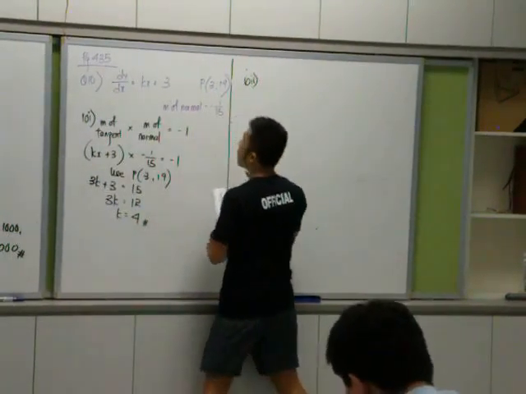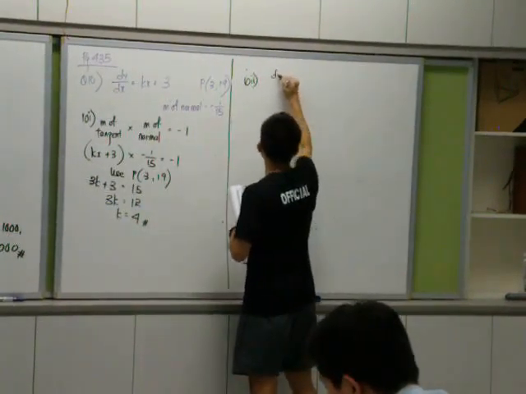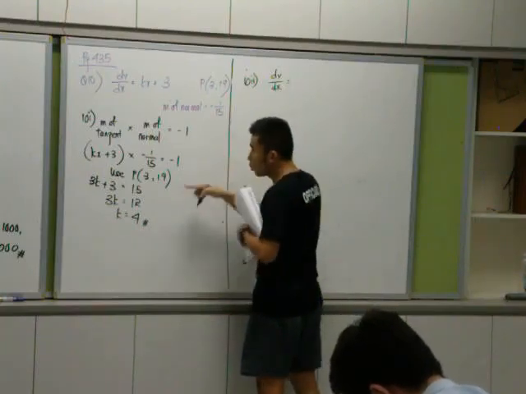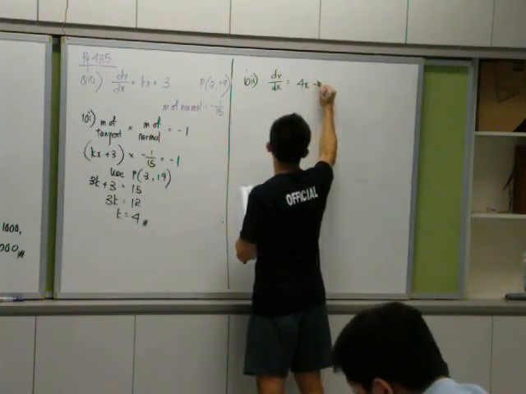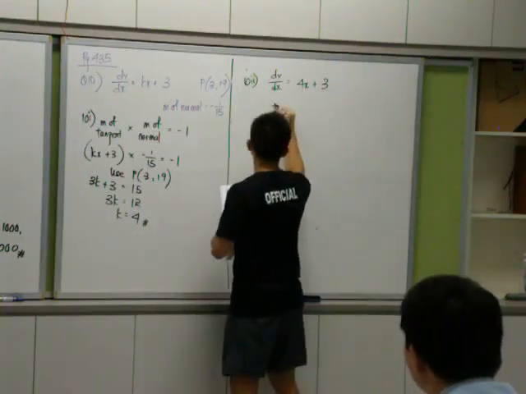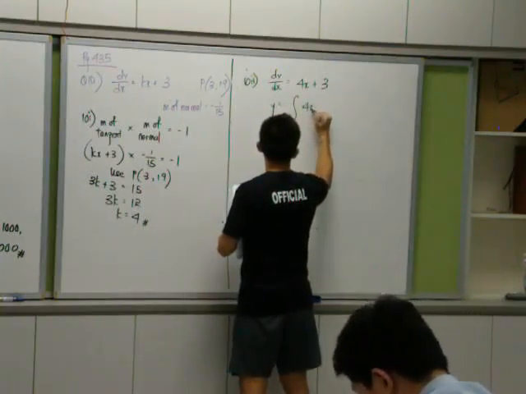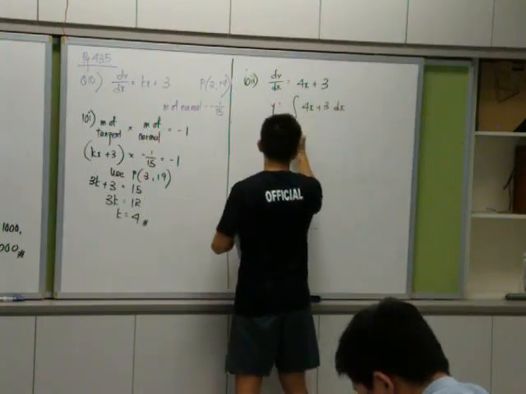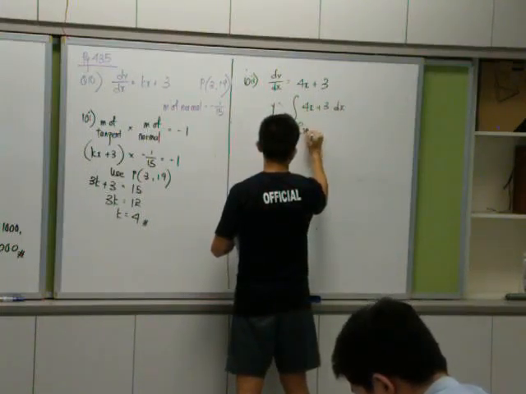Why? Because in part 2 they say find the equation of the curve. Why can we do that? Because we found the value of k. We found the value of k. Now integrate with respect to x. This is very easy. I'm not going to ask anyone.